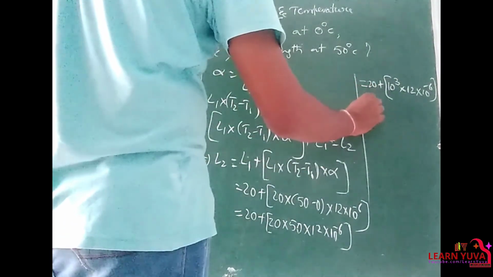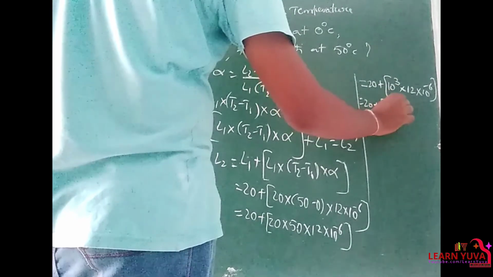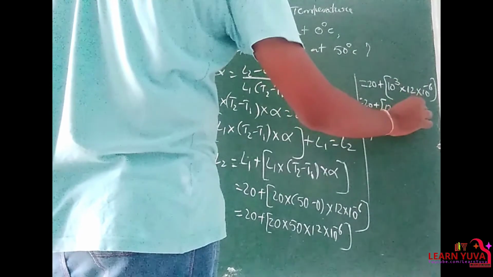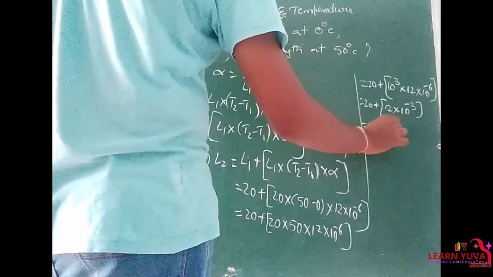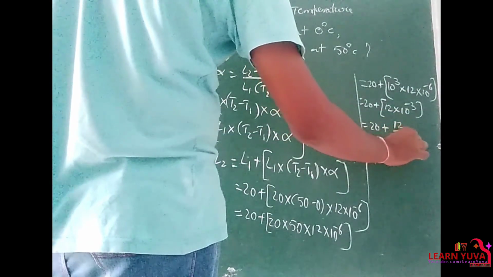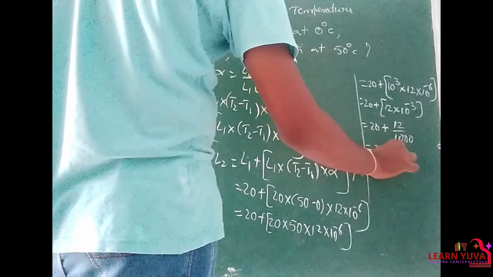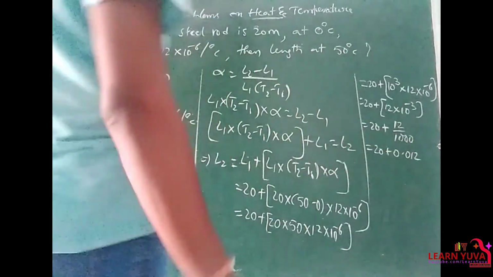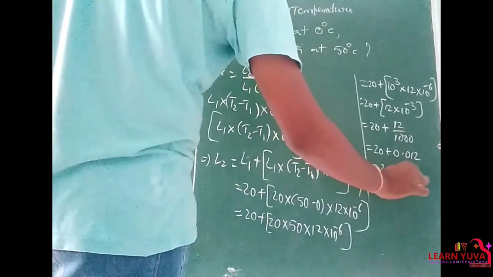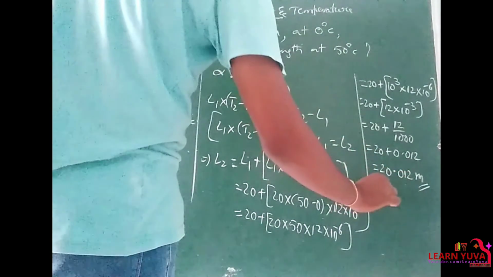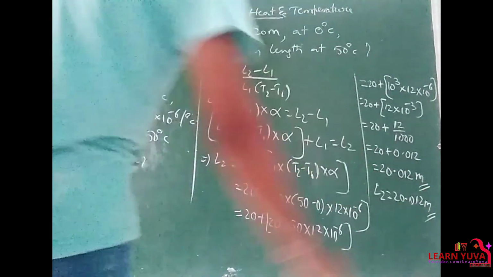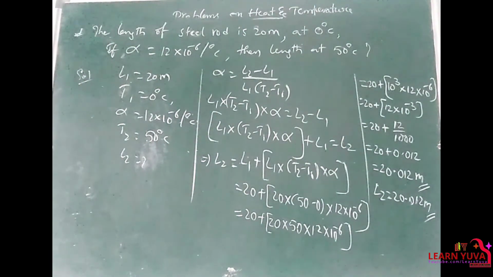So that is equal to 20 plus 12 into, and the bases being the same, the powers should be added: 3 minus 6, that is minus 3. 20 plus 12 into 10 power minus 3 is nothing but 12 by 1000. That is equal to 20 plus 0.012. Clear? So that is equal to 20.012 meters. So L2 is equal to 20.012 meters. That is the answer. Clear? Thank you.